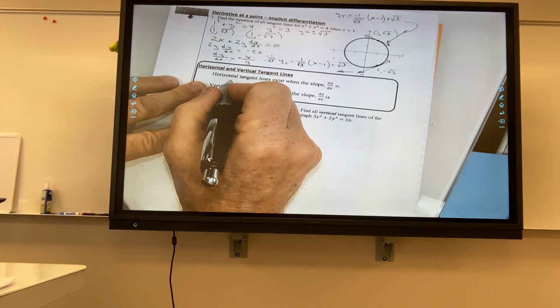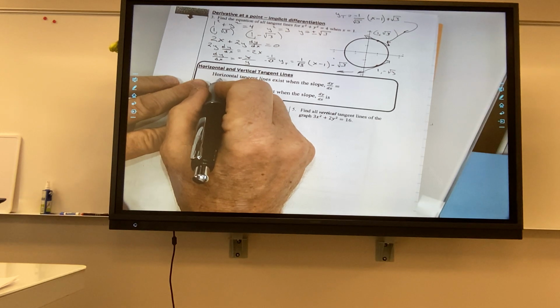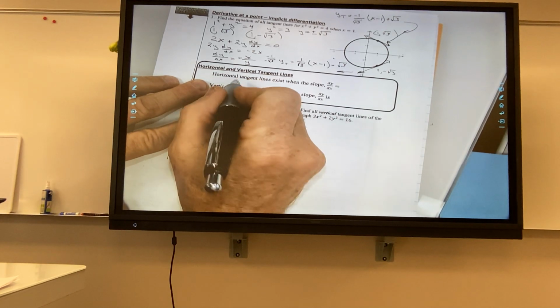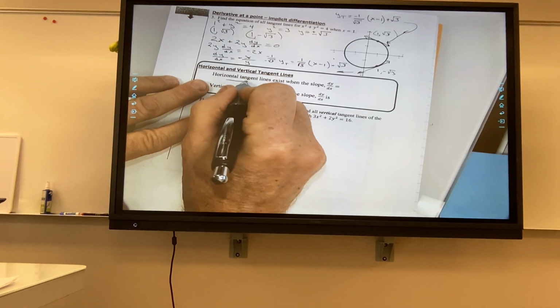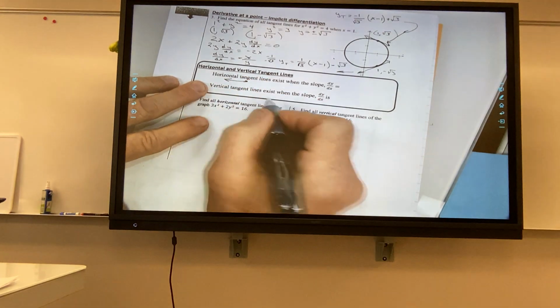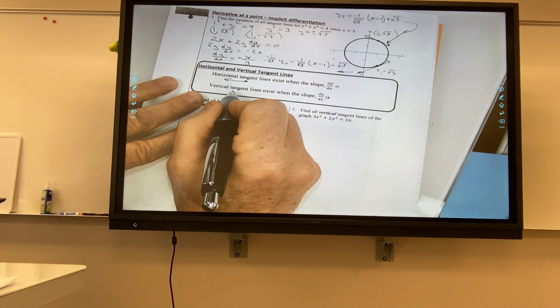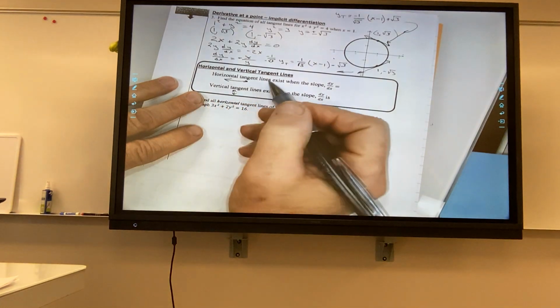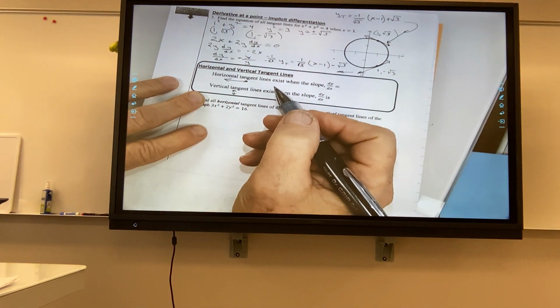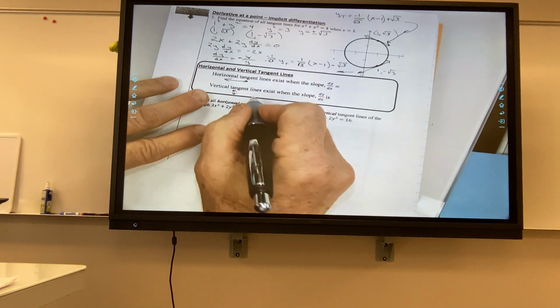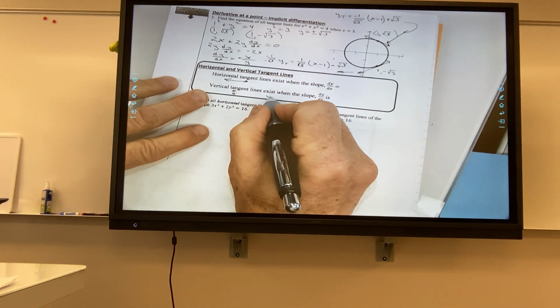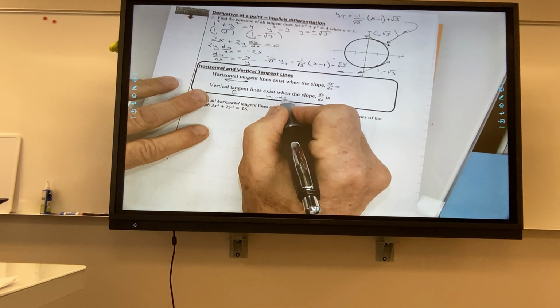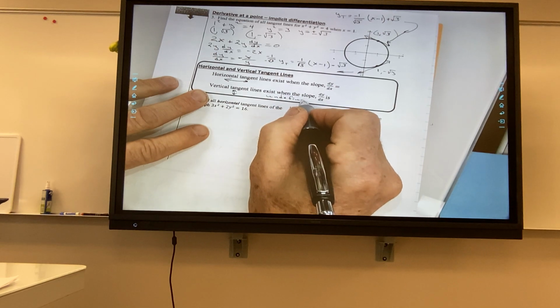Ella, which way do horizontal tangent lines go? Horizontal. Like this? Yeah. Left and right? Yeah. Okay. How do verticals go? Up and down. I've had people that didn't know that. Okay. Now, we say the slope here is undefined. Would you agree? Yeah.